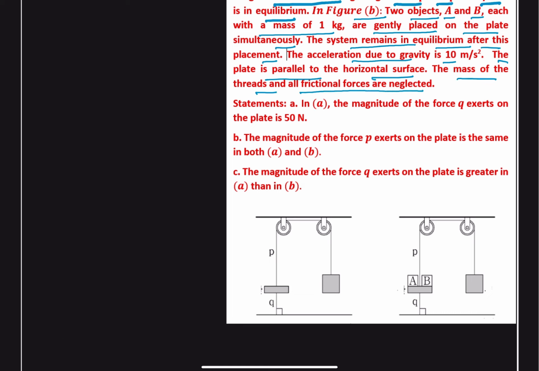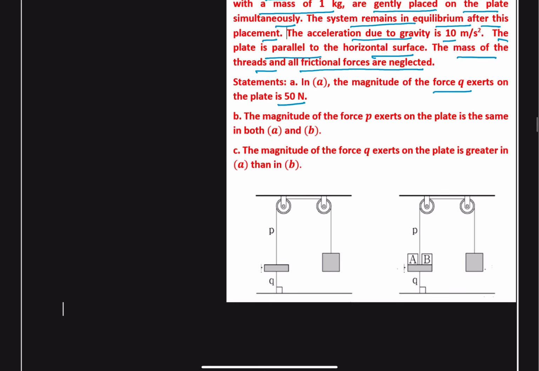First, in figure A, the magnitude of the force Q exerts on the plate is 50 Newton. Statement B: the magnitude of the force P exerts on the plate is the same in both figure A and B. And the third statement is, the magnitude of the force Q exerts on the plate is greater in A than in B.